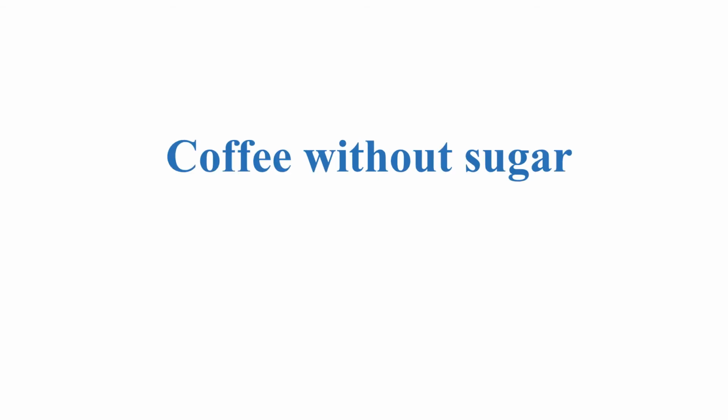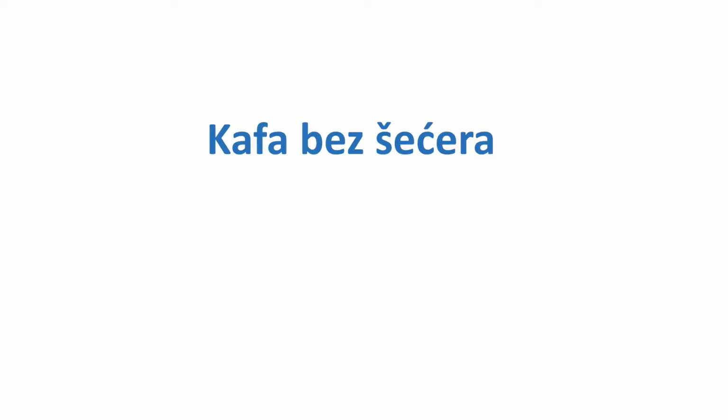Let's see this word without. This is a preposition also after which you are using genitive case, without sugar, without something. Like bez. Bez is the translation of without, bez. So coffee without sugar, you would say kafa bez šećera.